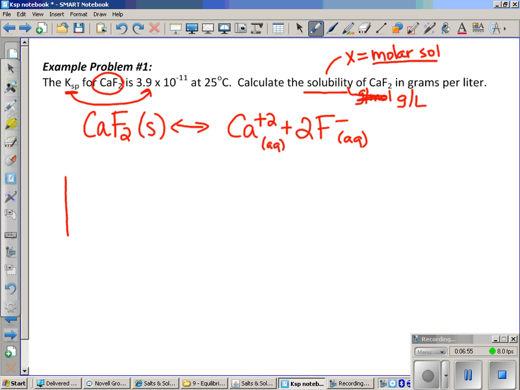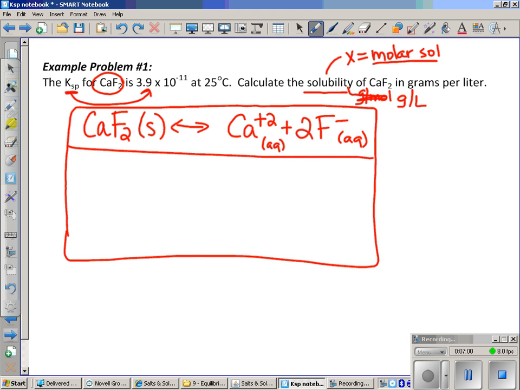Okay, so here's what you're going to do. Set up your table around your equation. See this box that represents this solid right here? You get to cross that box off. An equilibrium table is only needed for things that are aqueous and gases, and that thing is a solid. We know it's not going to be in Ksp. We really don't care about it. So any solid or pure liquid, you just get to cross it off of the equilibrium table.